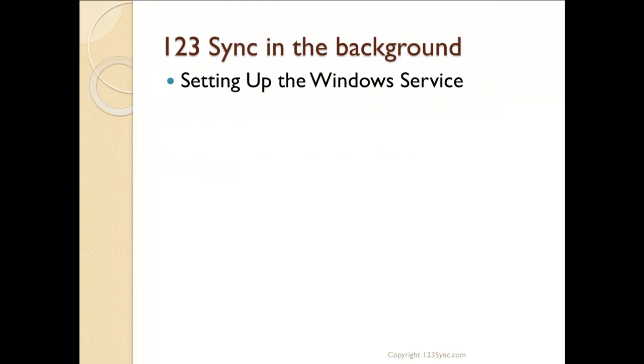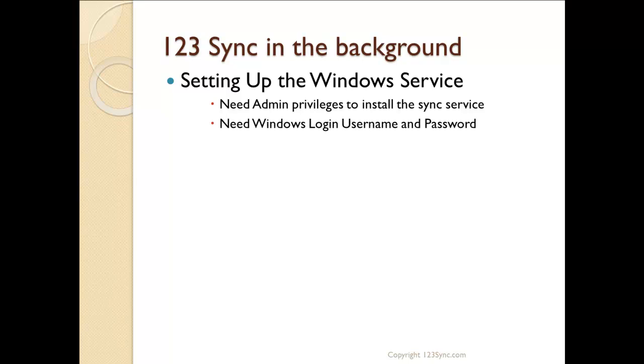Before we start, there are two things we have to remember about setting up 123 Sync as a Windows service. One, when you run the setup, you need to have administrator privileges to install the Sync service. And two, you need to remember the username and password for the login that you're using. So if you're running as administrator, when you set up the service, you need the username and password. If you're running as a different username like act admin, you need the username and password for the act admin.